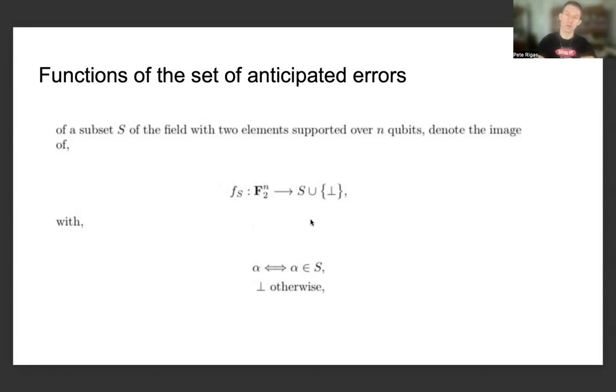or even quantum hardware later down the line if it ever becomes more useful, that could unfortunately result in the two-universal QKD hashing protocol aborting. And the value of this map is given by alpha if and only if alpha belongs to the set of anticipated or likely errors, and an abort symbol otherwise.